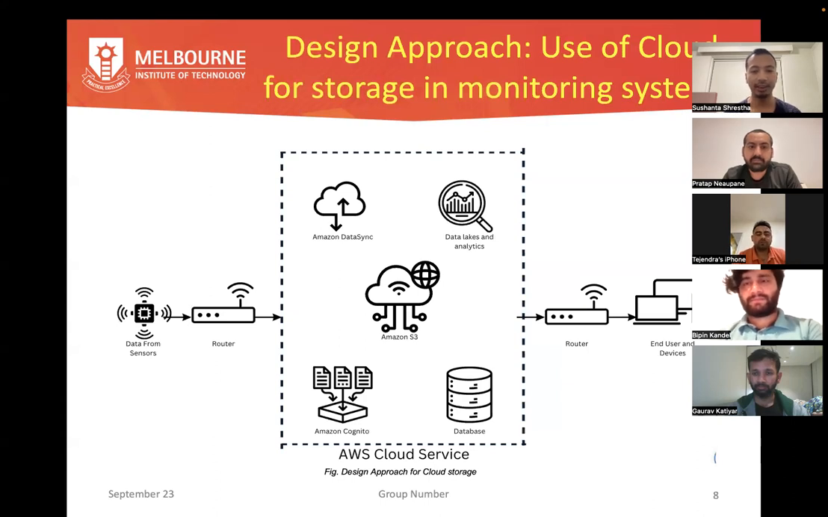My design approach is using the cloud for storage and monitoring of the system. In this approach, we use a router at both ends to route the data to the cloud from the sensor, and also the data from the cloud to the end user. For the cloud service, Amazon Web Services is used. The services include Amazon S3 for data storage, Amazon Cognito for user management, data lakes and analytics for data analysis, Amazon data sinks and database.